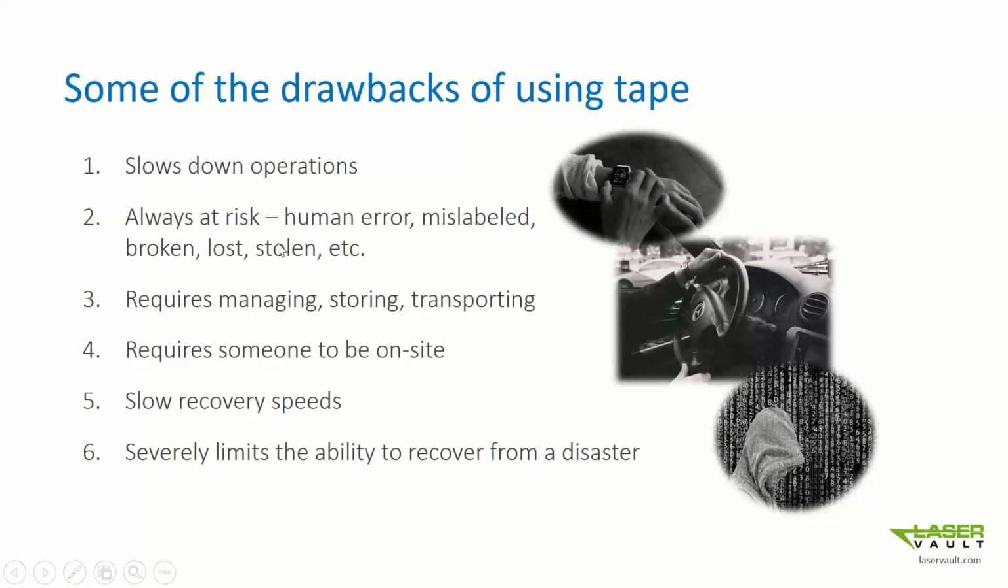So some of the drawbacks of using tape, which we all know tape is going to be slower than a disk-to-disk backup solution. So we're going to optimize backup speed, run backups up to twice as fast compared to tape. Also, tapes are really always at risk. Human error, mislabeled tapes, broken tapes, lost, stolen. Lots of different things can happen with a single copy of your backup.